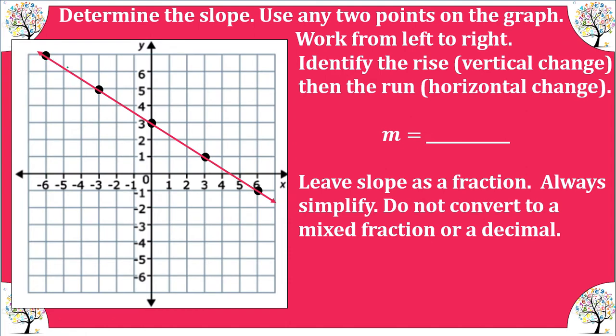So let's choose any. So first of all, as we read this graph, it is going down. So we know we have a negative slope. So we can choose any 2 points on the graph. So I'm just going to choose this point and this one.